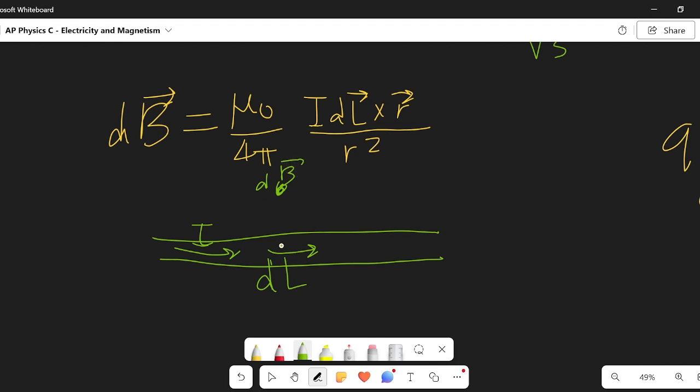We point our fingers in the direction of the current, and then we could use the alternate right hand rule, right? So our thumb can point in the direction of the current, and the actual magnetic field will be in the direction our fingers curl, right?